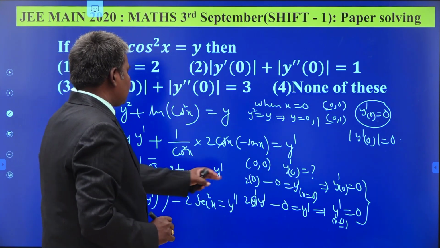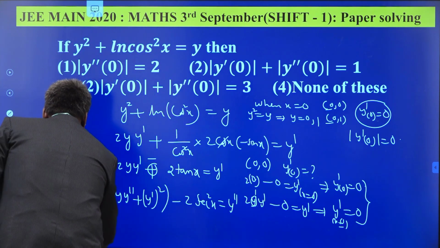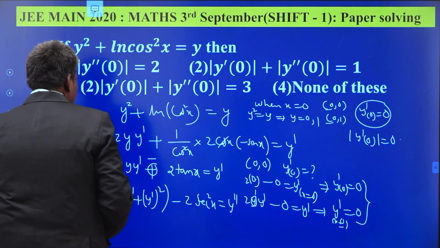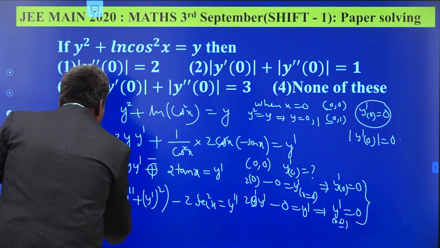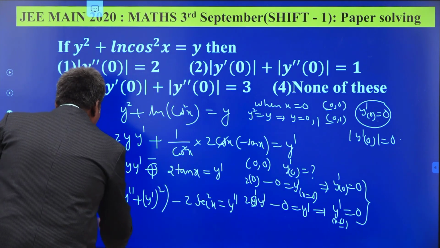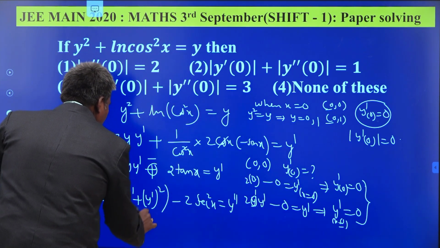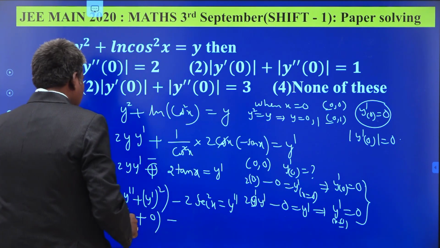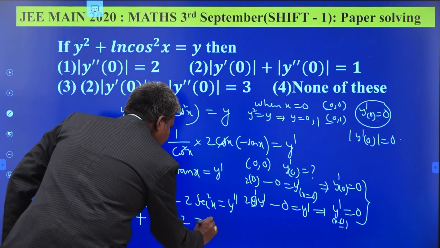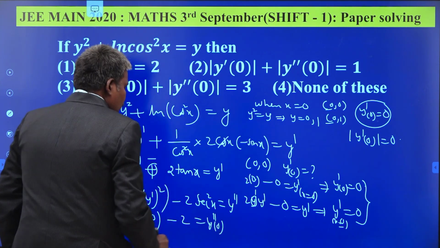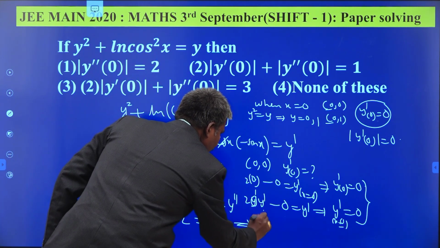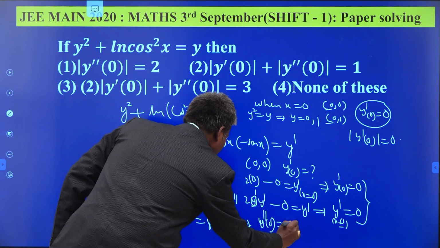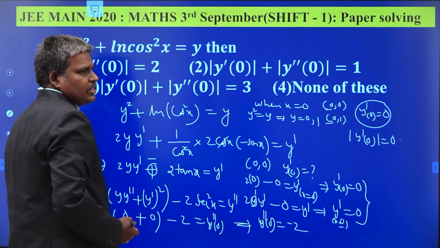Now I am going to substitute (0, 0). For (0, 0), what happened? x equal to 0, y equal to 0. 2 times of, when y is equal to 0, this becomes 0. y dash at 0 is also 0. Minus secant 0 is 1. Minus 1 times 2 is equal to y double dash 0. So y double dash 0 is what now? y double dash 0 is equal to minus 2 for (0, 0).